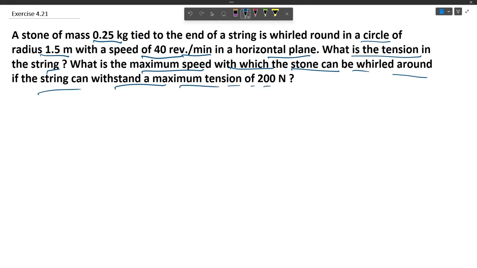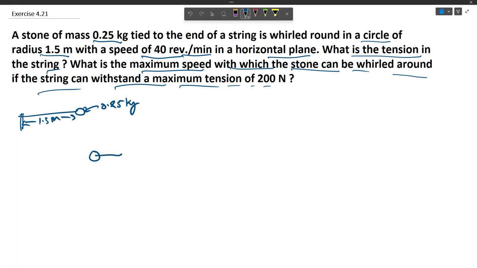So, in this question, we have been given that a stone is tied to a string which is whirling, and the radius of the circle of the path of its whirling is 1.5 meter, and the mass of the stone is 0.25 kg. Now, since this string and the whirling circle are in a horizontal plane, that is, they are in a line, we can simplify this free body diagram into just two components of force.